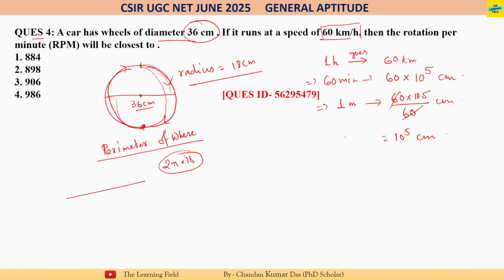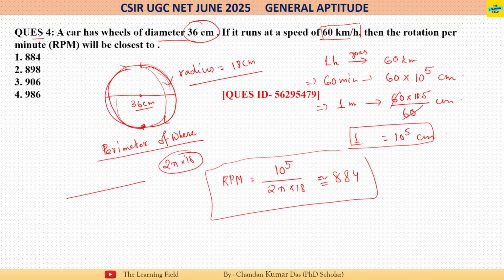Fine. So this is the total distance which is covered in 1 minute. Now, how many complete rotations? This implies 10 to the power 5 by RPM, rotation per minute, equals 2 pi into 18. If this is divided, then the answer is closest to 884. Fine. So this is the answer of this question, which is option 1.